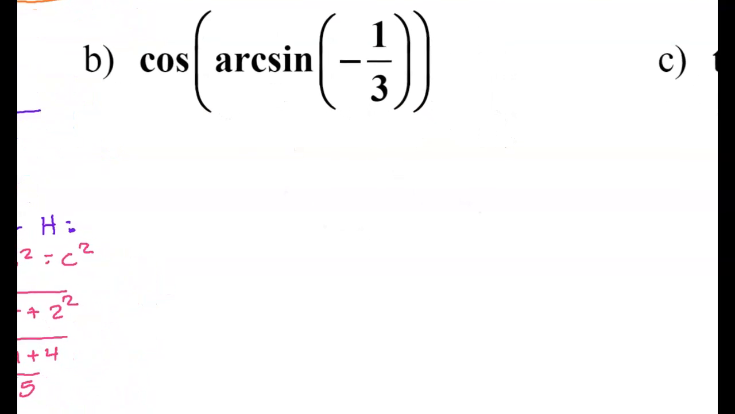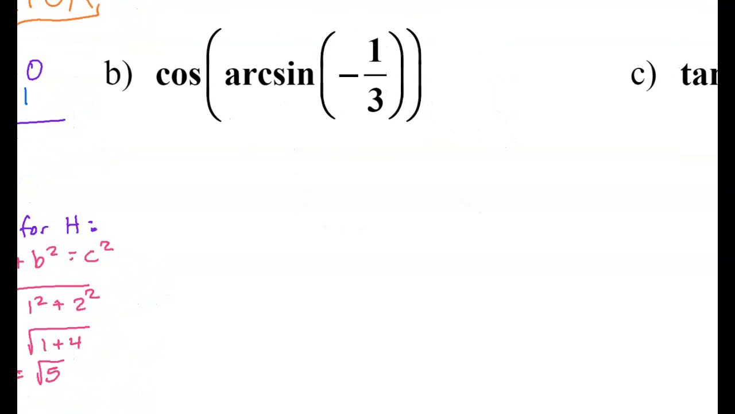This time we have, how do you rewrite it? It's inverse sine of negative 1/3. Now first you should always check, can you find negative 1/3 as the y value on your unit circle? You can't. So you have to resort to drawing a triangle.